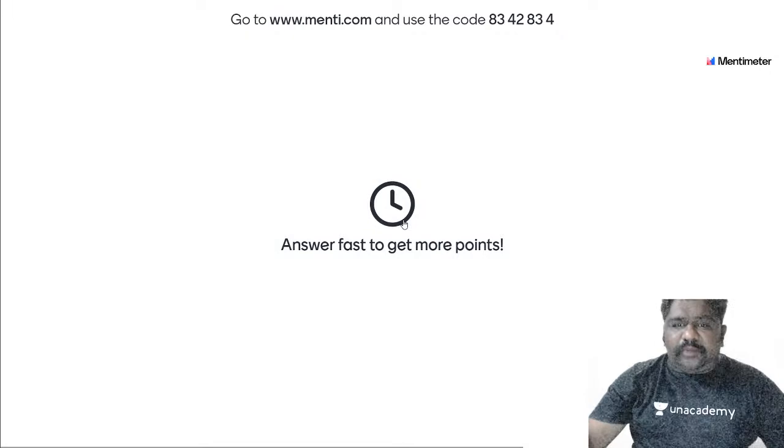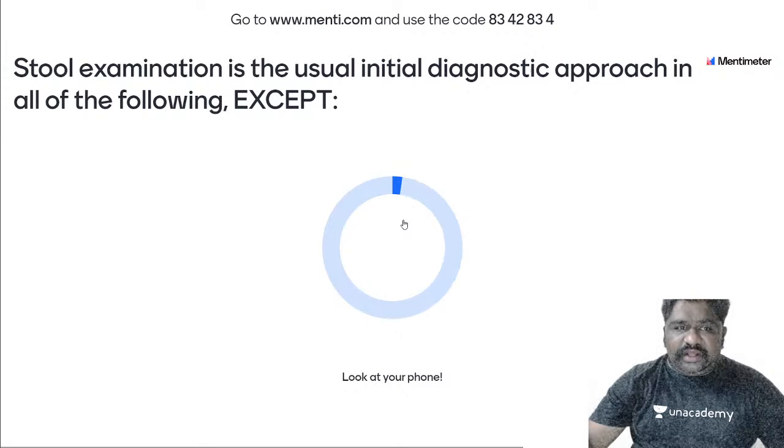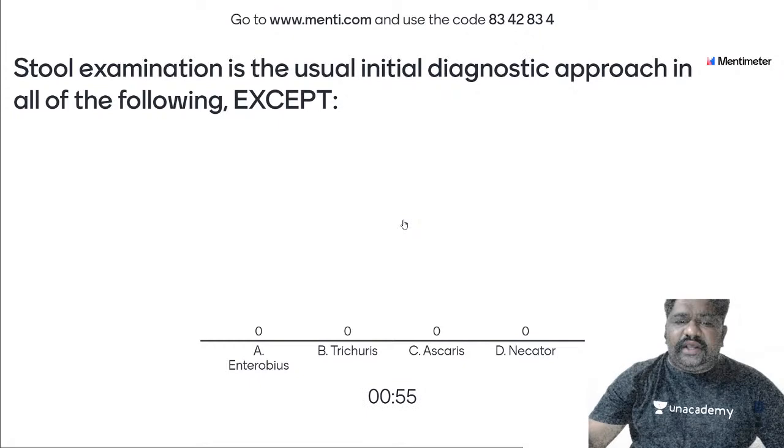Stool examination is the usual initial diagnostic approach in all the following except: Enterobius, Trichuris, Ascaris, Necator.